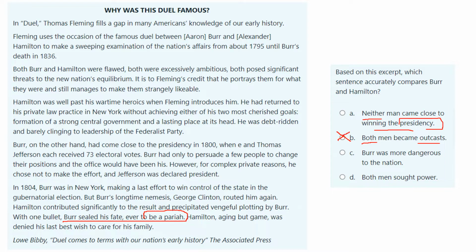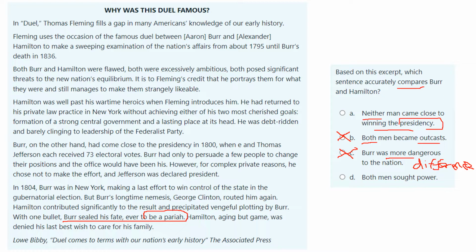C: Burr was more dangerous to the nation. More dangerous, that would be a difference. And the question is asking for a comparison, not a contrast. So C cannot be correct. D: Both men sought power. So if they both seek power, the answer is D. If neither is close to winning the presidency, then the answer is A. Let's look at the passage.